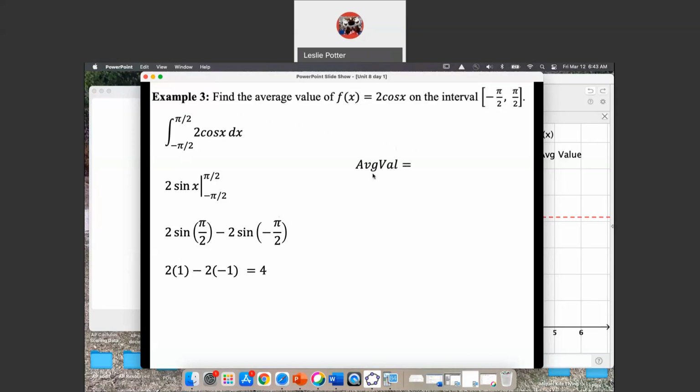So now we can tackle that average value. We know we want to make a rectangle with area 4, and the width is going to be the width of this domain. And so the width of that domain is going to be pi over 2 minus -pi over 2. So adding these together, because minus a negative is a positive, we get pi. So our average value then is 4 divided by pi.